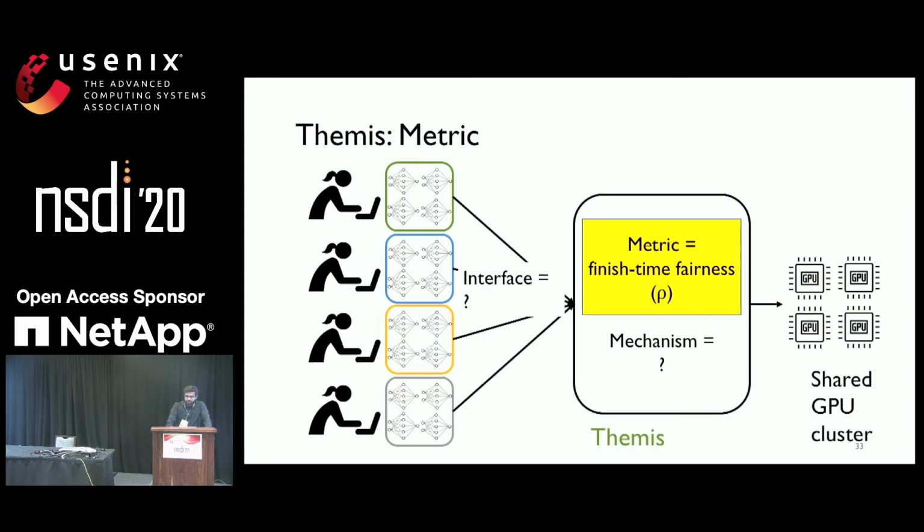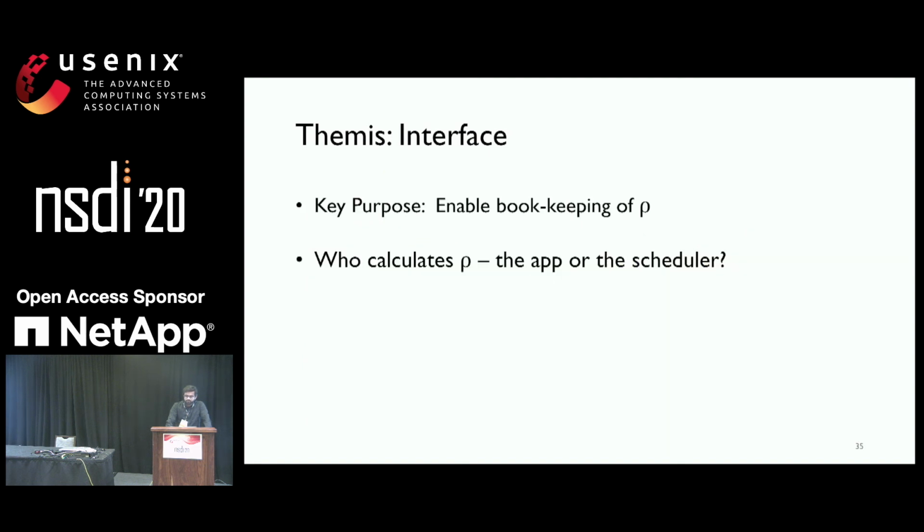Now that we have a metric that captures sharing incentive, let's look at the interface between the app and the scheduler. The key purpose of the interface between app and scheduler is to aid the scheduler to maintain updated values of rho. The key question to answer in deciding the interface is who calculates the value of this rho? Is it the app or the scheduler?